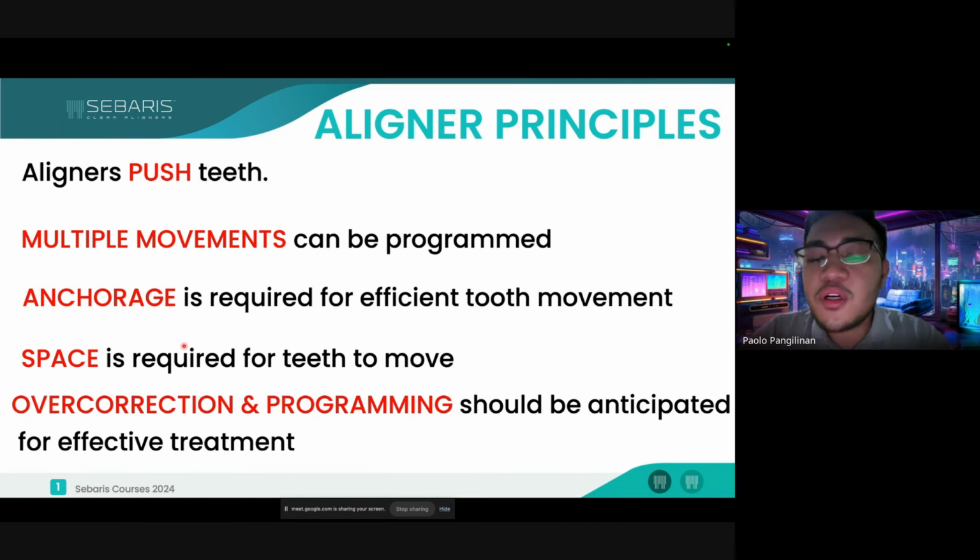Now overcorrection and programming should actually be anticipated for effective treatment, because most doctors fail to understand that your plastic also has physical properties that we have to recognize. And don't worry, we're gonna go through it. I'm gonna show you just a slide or two, I think 3 slides on it, that shows how important your overcorrection and programming is.